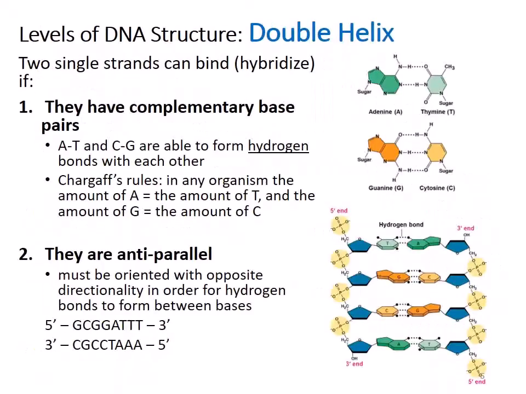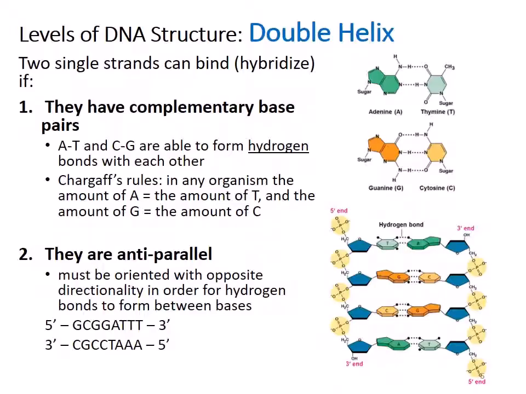So that brings us to the double helix. Two strands can bind to each other, or hybridize, if they are both complementary and anti-parallel. When we say that you have complementary base pairs, that means the A pairs with the T and the C pairs with the G. Chargaff's rule says that any organism has the same amount of adenine as thymine and the same amount of guanine as cytosine because those bases pair in that 1-to-1 ratio.